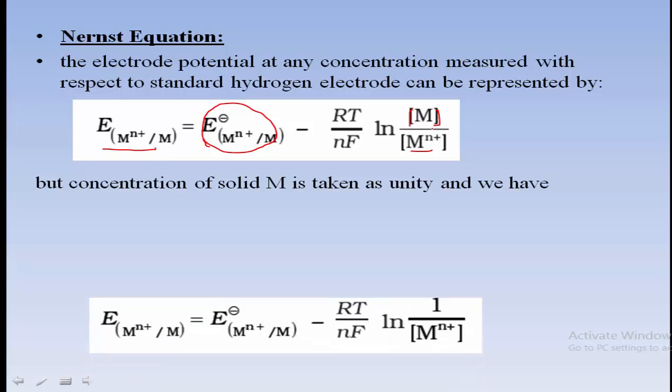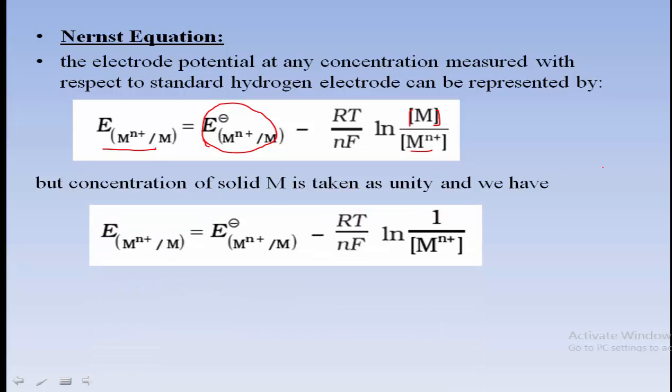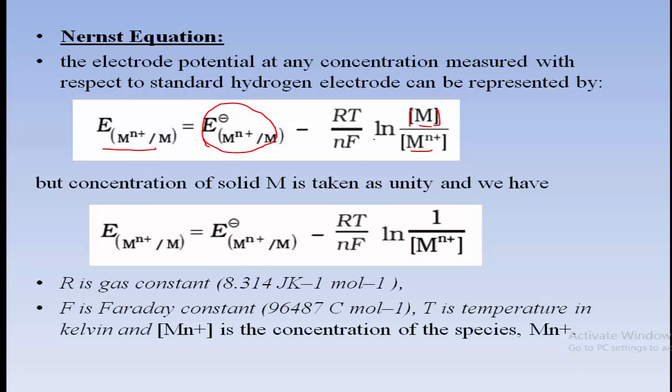Then what does this equation become? It will be like this. So here we will substitute 1 in place of concentration of metal since it is present in solid state. Okay, then here R is universal gas constant, T is temperature, n is number of electrons, and F means Faraday's constant. And here Faraday's constant value is 96,487 coulombs per mole, and value of R is 8.314 joules per Kelvin per mole, and temperature is in Kelvin, and Mn+ is the concentration of the species Mn+.